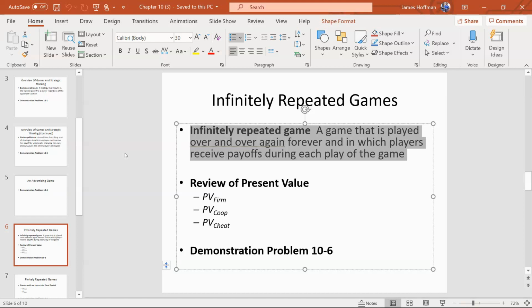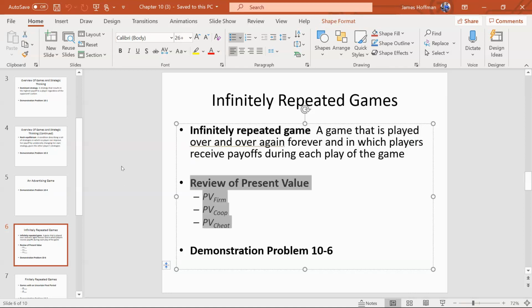Okay, so an infinitely repeated game is a game which is played over and over forever, in which players receive payouts during each play of the game. So you have year 1, year 2, and you assume you keep playing the game infinitely. That's what this type of game looks at. Okay, so we're basically going to look at the game over a horizon and determine what the firms would do if they had the chance or the opportunity to reach an agreement, and given that, will they keep the agreement or not?